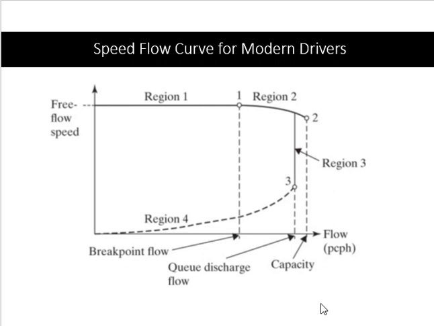Now you can see here, this curve is divided into how many portions? 1, 2, 3, 4. 4 regions. Each one is different from the other, right? What is happening in the first region? We have free flow speed and the line continues. So the speed is free flow, but the flow keeps on increasing, but the speed doesn't decrease.